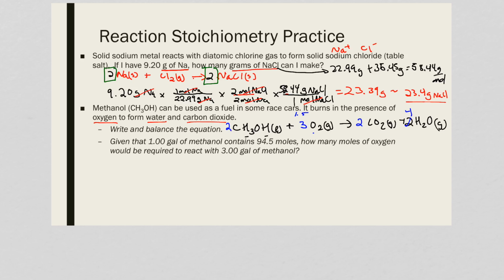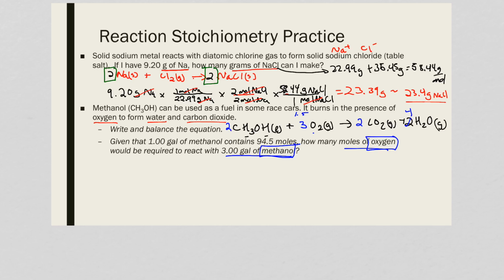Now, I wrote this one just a little different, just so you can see that, as long as you follow the units, things will work out. So in this one, instead of giving you a traditional mass, I said that 1 gallon of methanol equals 94.5 moles of methanol. And I want to know how many moles of oxygen would be required to react with 3 gallons of methanol. So a couple keys here, right? The 2 species that we're interested in are the methanol and the oxygen, right? So that's where my ratio is going to have to come from.